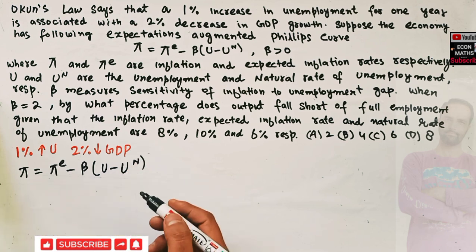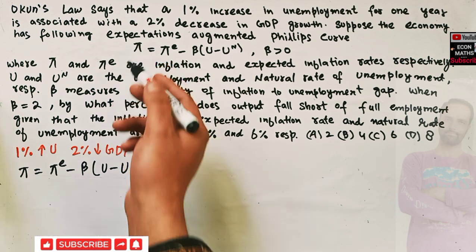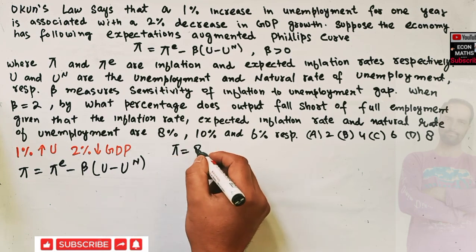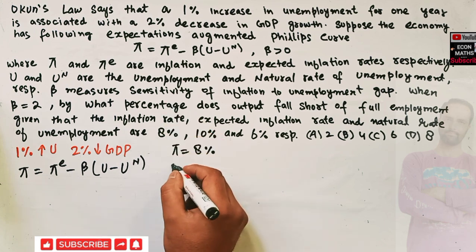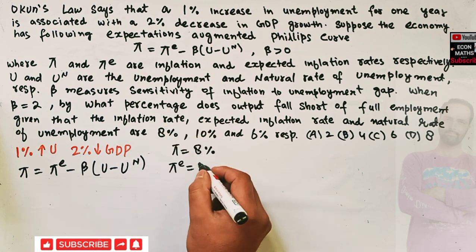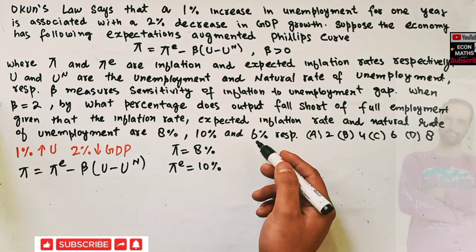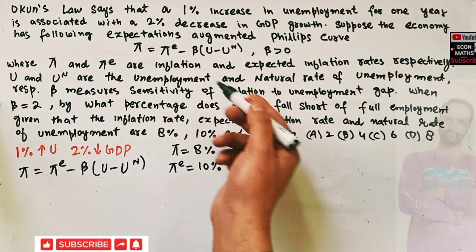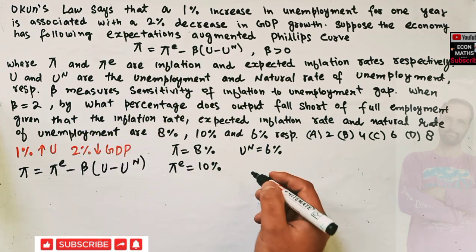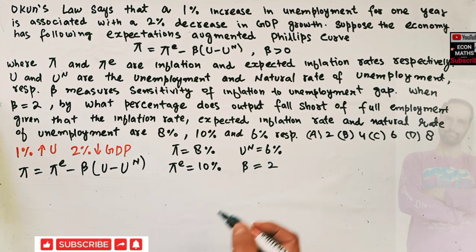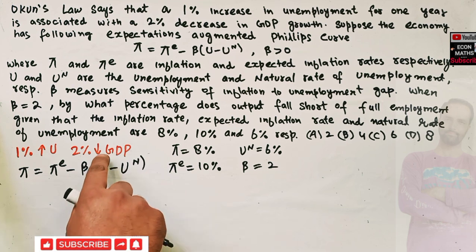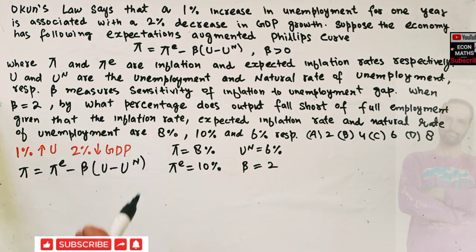Okay, what are the values of the different variables? We are told that the inflation rate, that means the value of pi, is 8%. Okay, and the expected inflation rate is 10%. Also natural rate of unemployment is equal to 6%, and the value of beta is given as 2, beta is equal to 2. Okay, now we will put these values in this to get this u. We will get the value of u, then this gap will give us the unemployment rate.